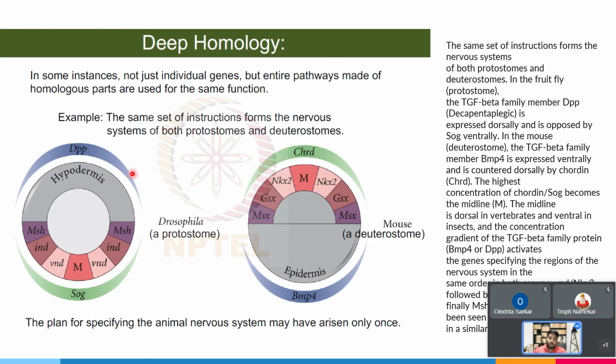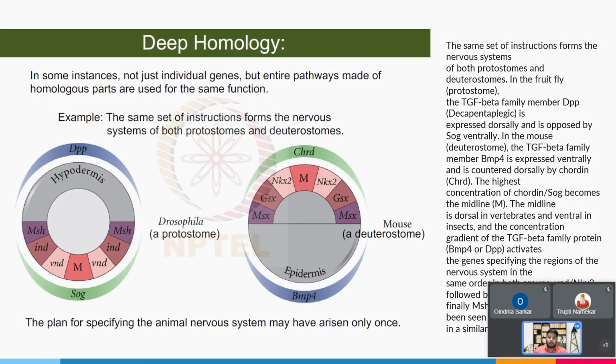Just the genes are also conserved, as well as the pathways to determine the particular structures, and thus this is known as gene deep homology, in which entire pathways are homologous instead of individual genes.